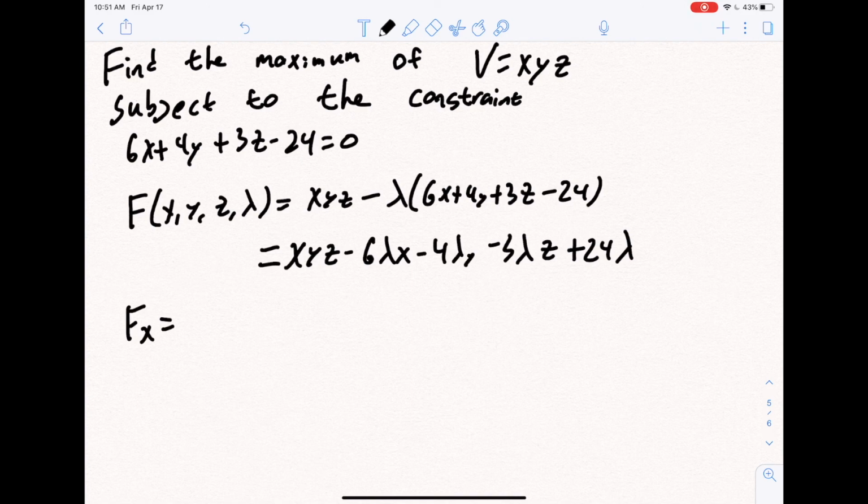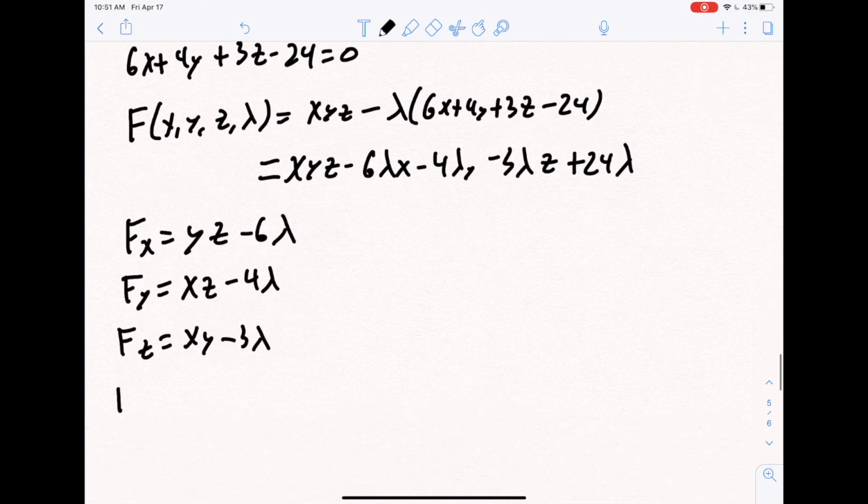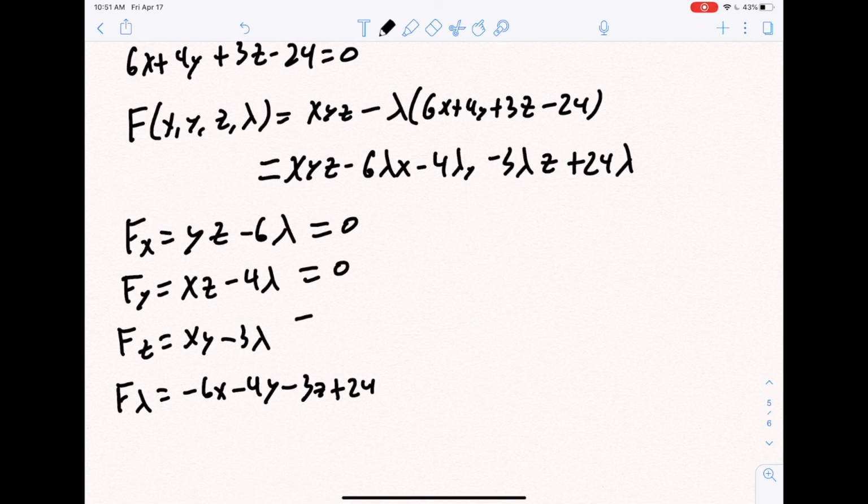So let's calculate F_x. What we're going to end up with is yz minus 6 lambda. F_y, we're going to get xz minus 4 lambda. F_z, don't forget about z, we're going to get xy minus 3 lambda. And then lastly, F_lambda, just like last time, all we're going to get is minus whatever's in these parentheses. So we're going to get minus 6x minus 4y minus 3z plus 24. And we're going to set these all equal to 0. And now we do our best to solve.